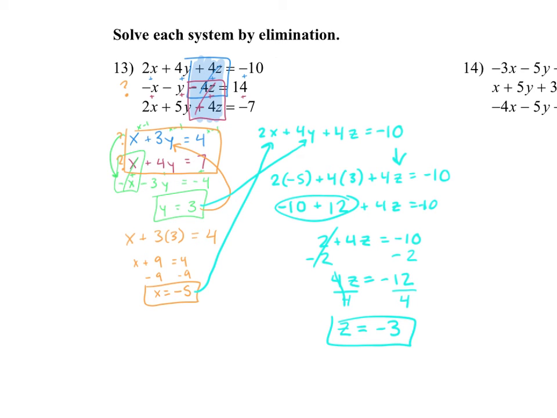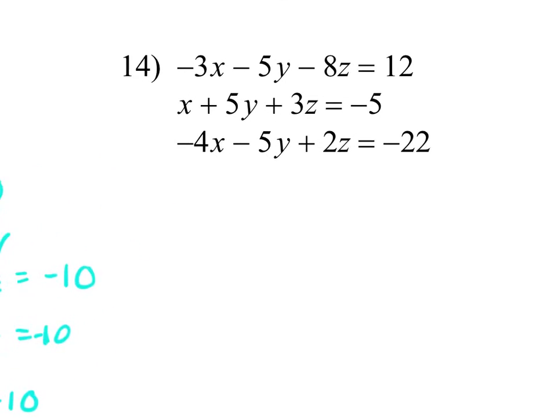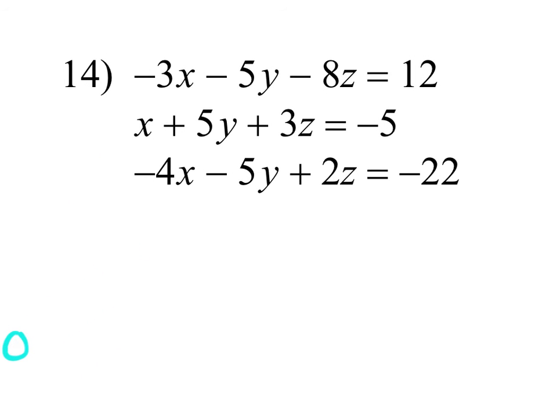No, but can you go back to number 2? Yes, I will. I just want to look at 14 real quick. For 14, what should we eliminate first? X, y, or z? What would be the best to eliminate? Perfect. Y. We have this -5 and a +5 and another -5. So y here would be the best one to eliminate.